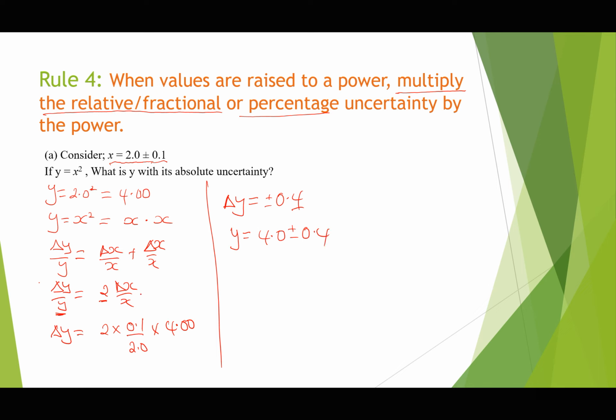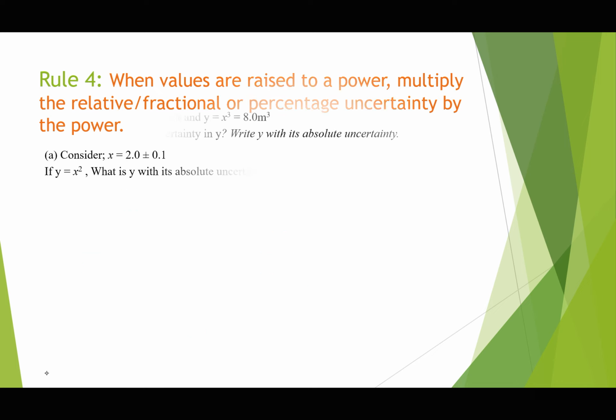Note that when I multiply this side by 100 and this side by 100, it's just the same as having the percentage uncertainty in y being equal to twice the percentage uncertainty in x. So it means we can also multiply the constant, the power, by the percentage uncertainty in the quantity. We can multiply the power by the percentage uncertainty in the quantity. I hope this is illustrated in the next slide. Let's move to the next page.